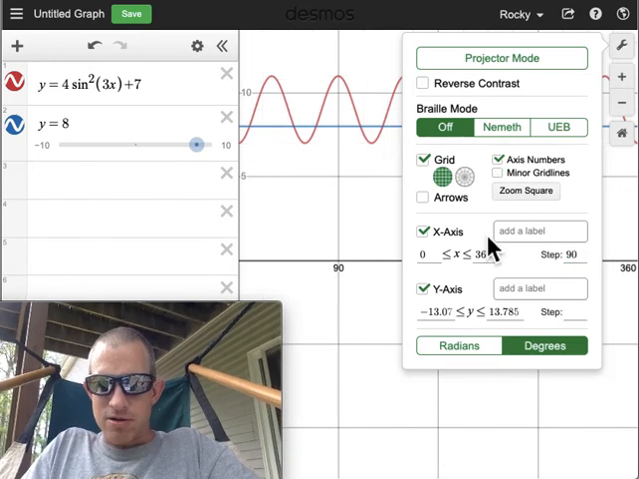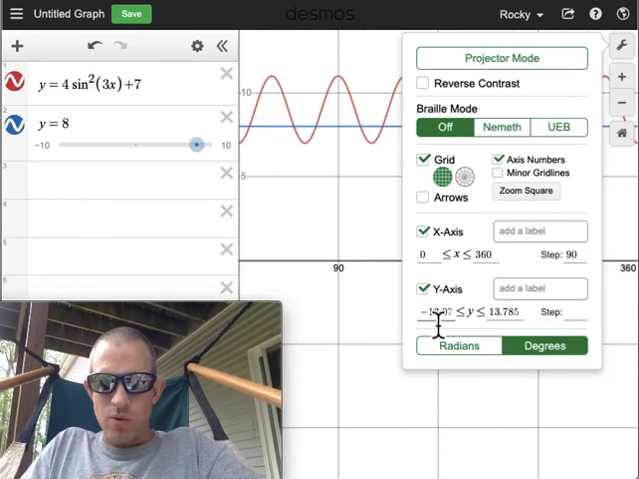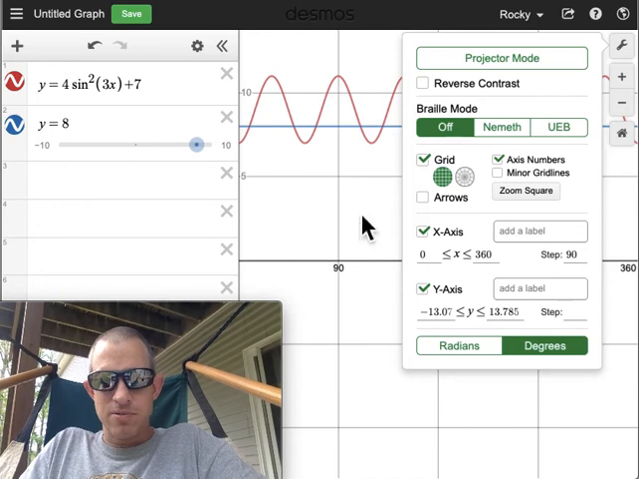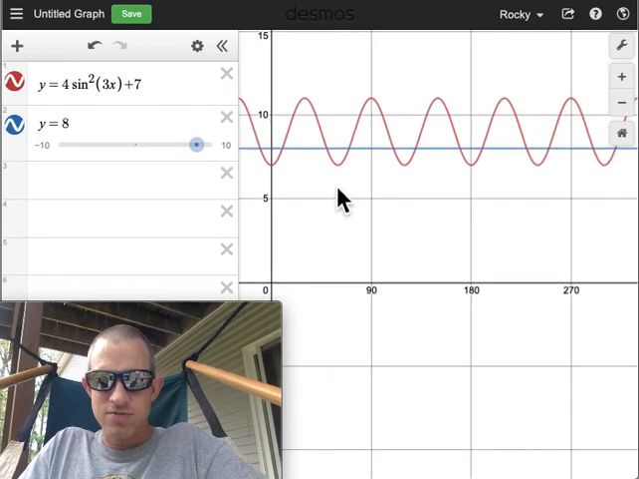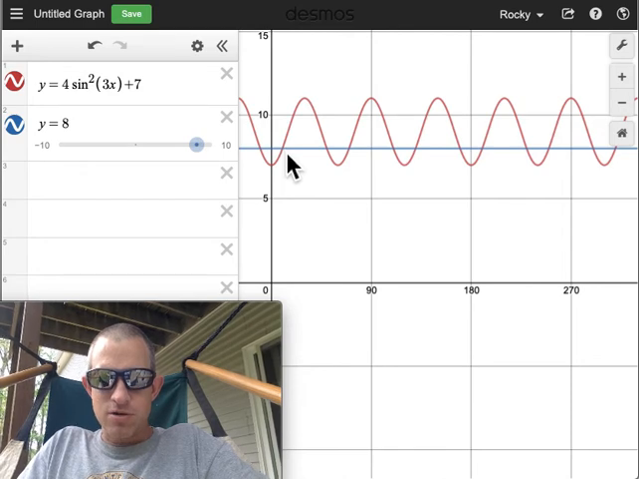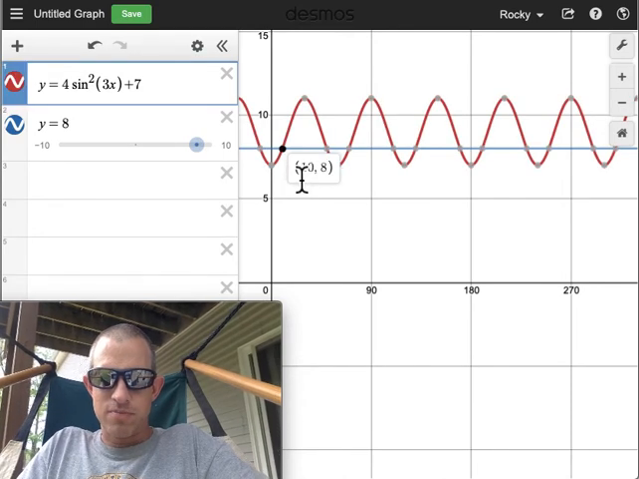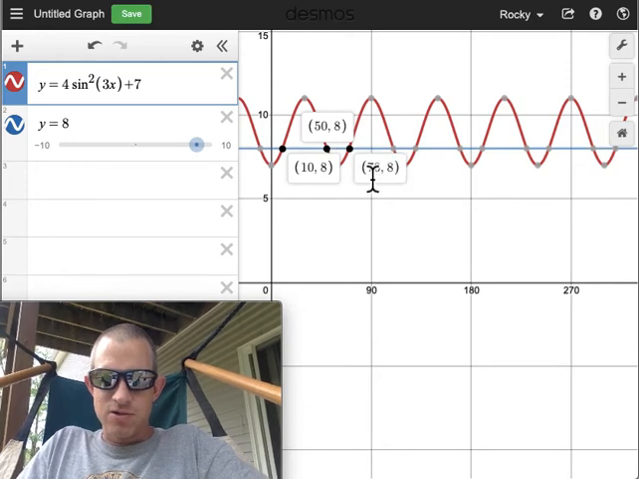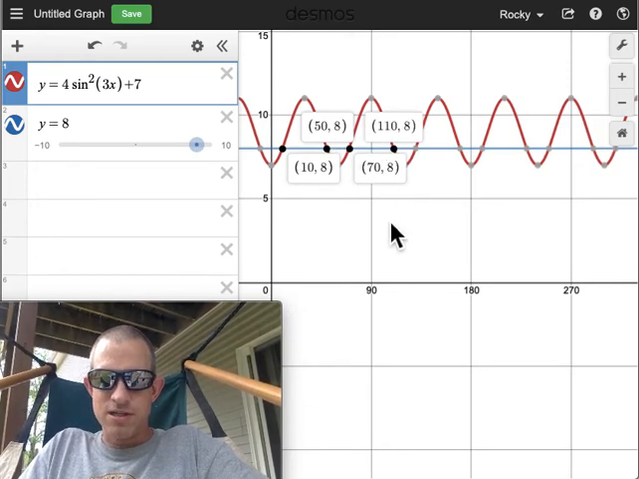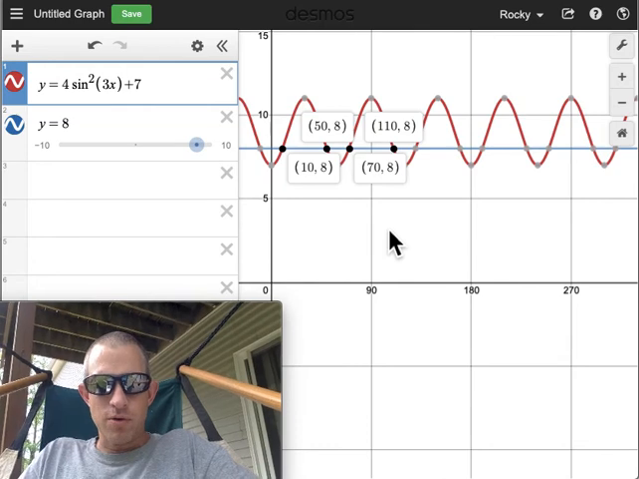And I don't like the minor grid lines, I'll turn them off. The y-axis, depending on the picture, you may have to adjust. In this case, I think I can see the intersections just fine. And the x-coordinates of the intersections are what we're looking for. So 10 and 50, and here's one at 70, and here's one at 110. And those were the four that we had found.